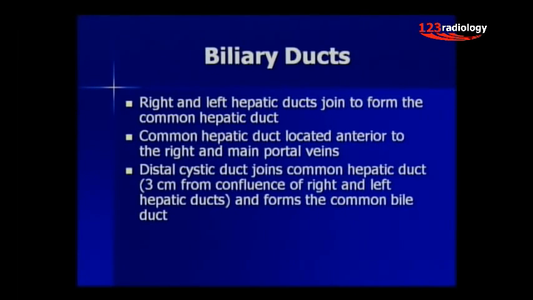The distal cystic duct joins the common hepatic duct posteriorly and forms the common bile duct. Now, the cystic duct junction with the common hepatic duct is not seen in every individual, and therefore people will sometimes refer to the duct as the extrahepatic biliary duct. And by that they include both the common hepatic duct and the common bile duct.